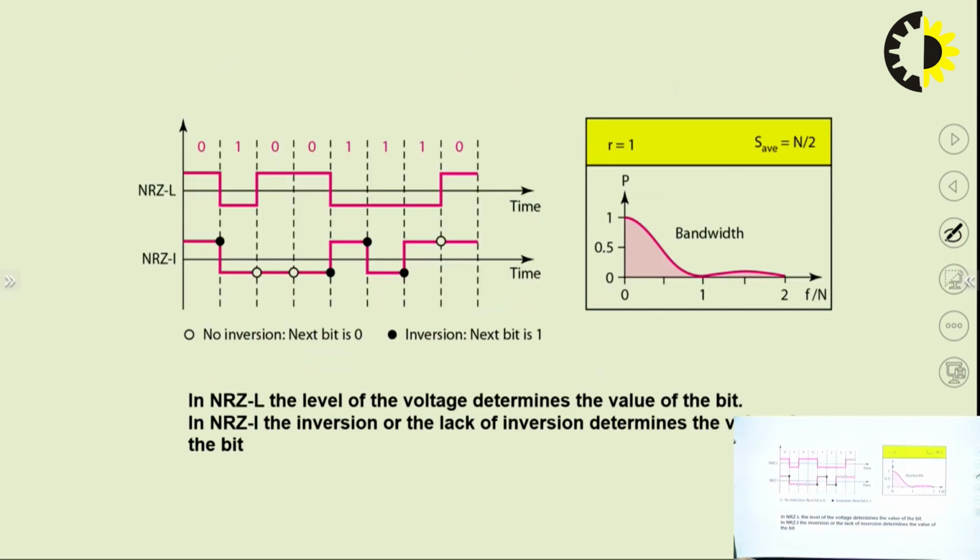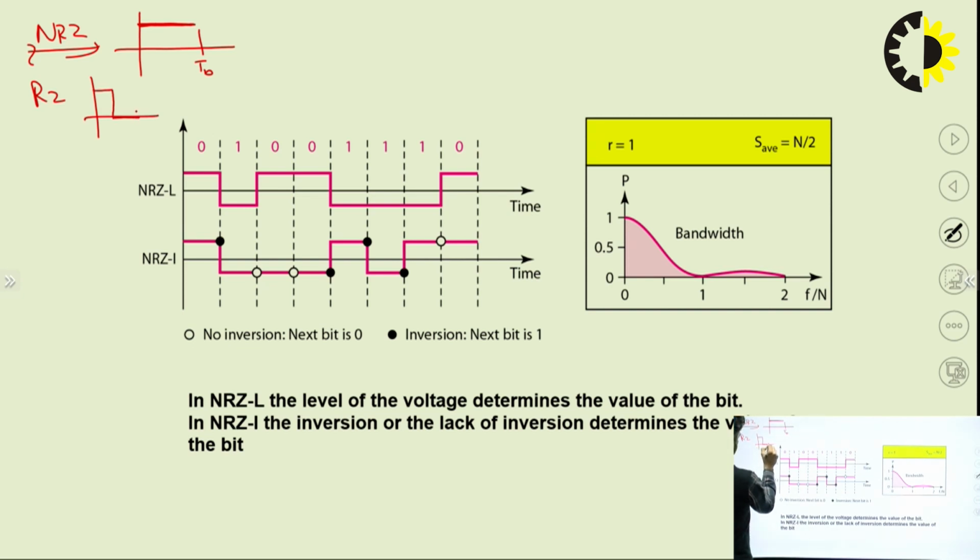Now see here, in polar NRZ case, NRZ means non return to 0. Whenever NRZ comes, we show the pulse for the complete bit duration. Whenever RZ comes, we show a half duration pulse. Always remember, note it. Whenever NRZ is there, we represent for the complete duration. Whenever RZ is there, we denote with the half duration pulse.